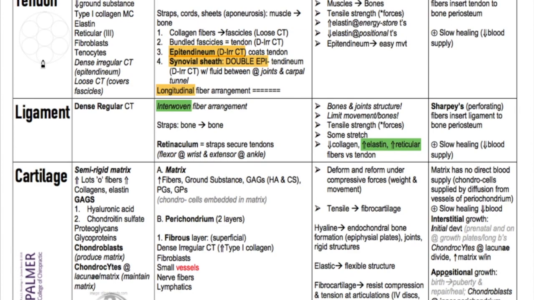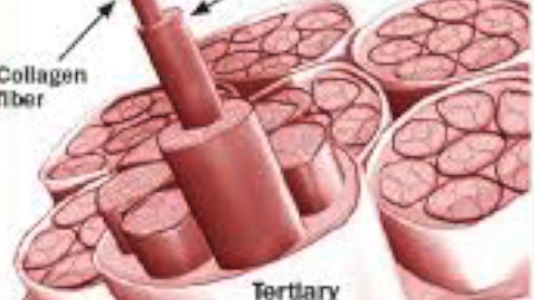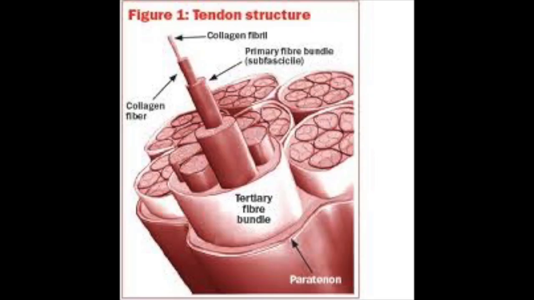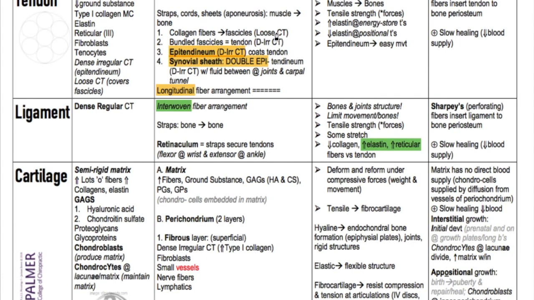First off, I've got a little picture here to kind of show you the arrangement of tendons. You have multiple cords kind of running together, okay, in an arrangement like this. Collagen fibers are bundled up in bundles to form fascicles, and they're surrounded by loose connective tissue. And then those bundled up fascicles will form a tendon, which is covered by a dense irregular connective tissue. That's what these parentheses are for.